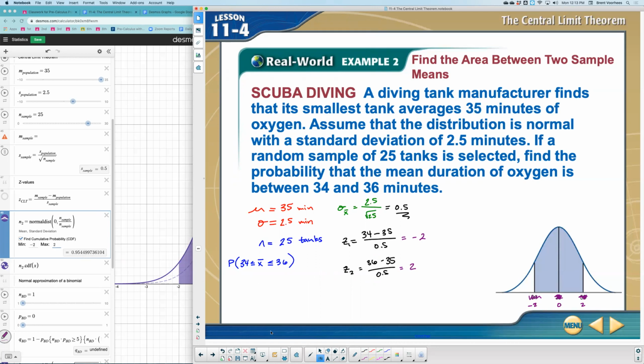95.4%. I guess I rounded to 2 decimals before. I'll do the same here. This is the probability that the amount of oxygen in terms of minutes, the mean of this sample, is between 34 and 36, is approximately, that's how you would write that, 95.45%, which is a really good shot. That's a really good chance of having that mean there.